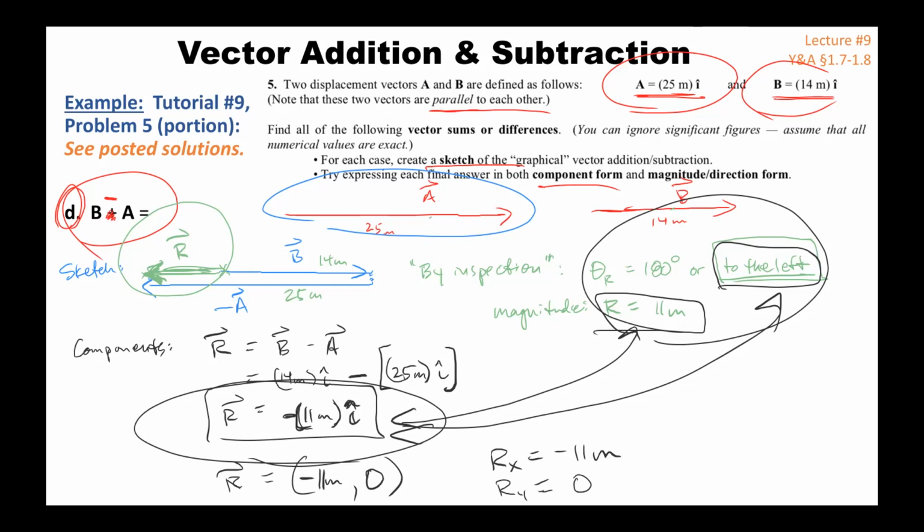What's the magnitude of r? By inspection, you could see it's just 11 meters long. So we know the answer is just going to be 11 meters. If you want to be really formal, you'd say that it's the square root of rx squared plus ry squared, and that gives you 11.